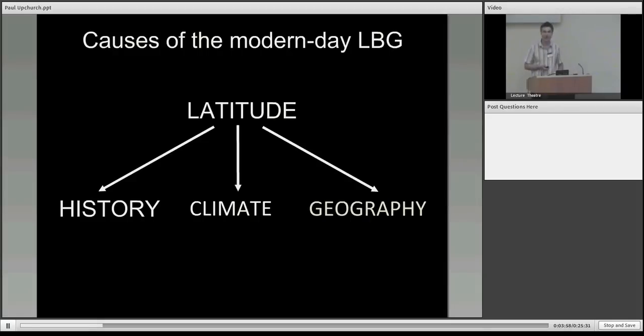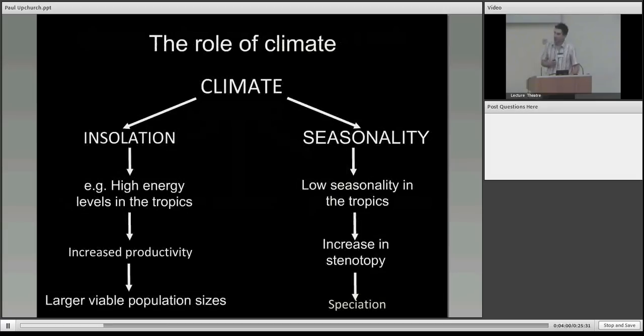But let's have a look at climate in more detail. If you read the modern macroecological literature, for example, there's a study by Field et al. in 2009 that was a meta-analysis of over 400 analyses of extant organisms. There's a very strong view that climate is the control on the modern day LBG. And you can see a couple of example factors here.